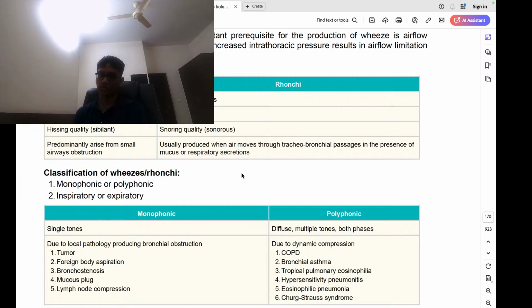Rhonchi is a low pitch sound, 200 Hz, with a snoring quality. It is usually produced when air moves through the bronchial passage in the presence of mucus or respiratory secretions. It's almost a snoring, and this is happening due to obstruction.